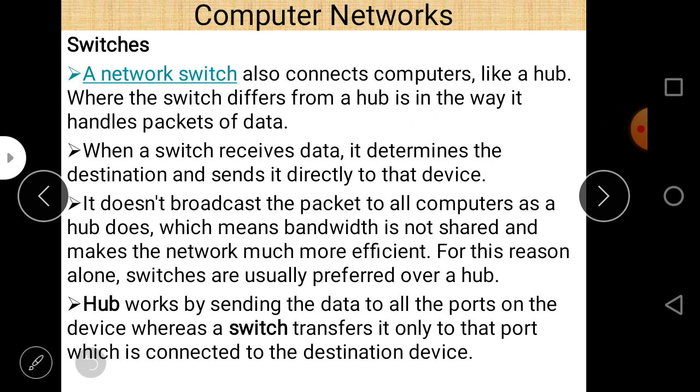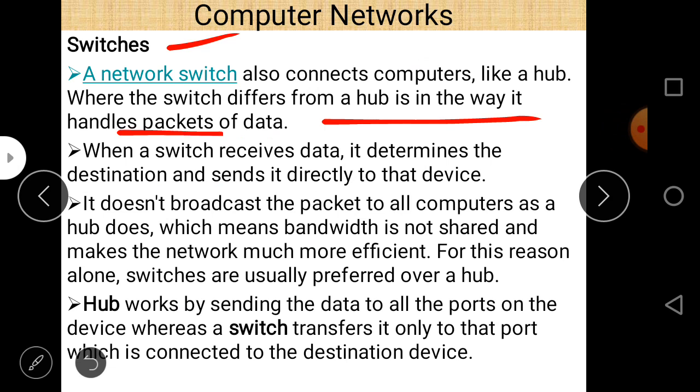It is similar to a hub, but the basic difference between a hub and a switch is that it is an intelligent device. So it doesn't broadcast the data from one computer to another. It basically sends data to a particular computer system. That's why we can say that it is an intelligent hub. So a network switch also connects computers like a hub, where the switch is different from a hub is in the way it handles packets of data.